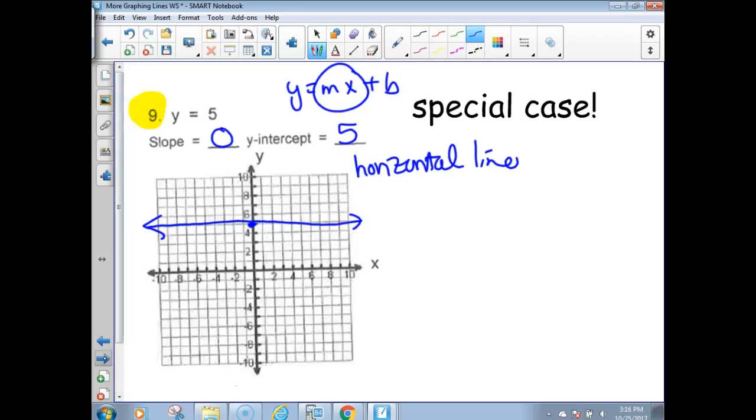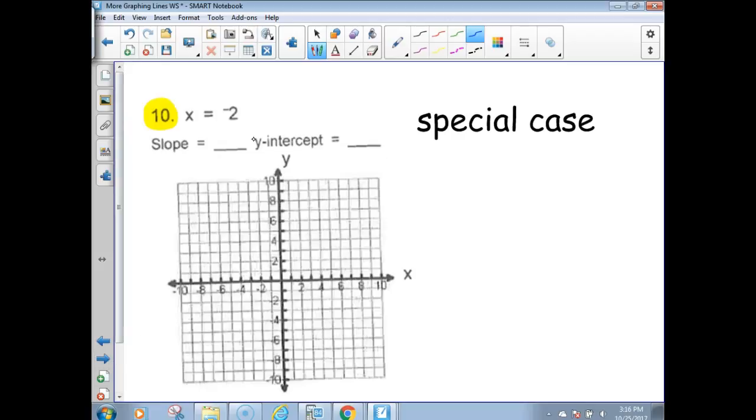Okay, and then 10, what kind of line's that? Yep, it has no slope, or the slope is undefined. It doesn't have a y-intercept. It just goes -2 forever. No matter what y is, the x is a -2.